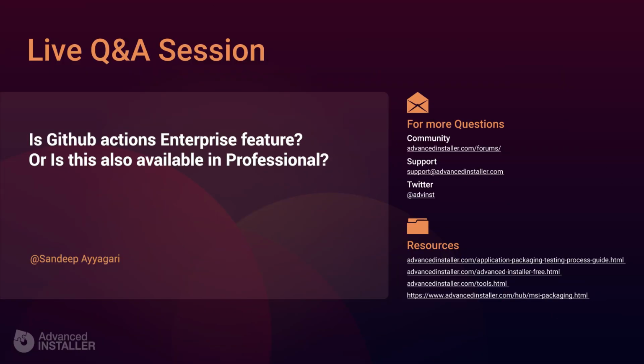Another question from Sandeep. He's asking if GitHub Action is an enterprise feature or if it is also available in the professional edition. Indeed, GitHub Action and all the plugins for the build environment are available starting with the professional edition, although I think there might be some functionality only in the enterprise, but yeah, I see that we have added it in the professional one.